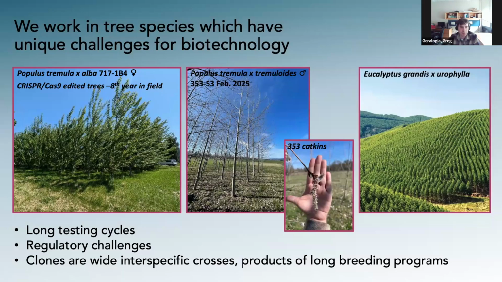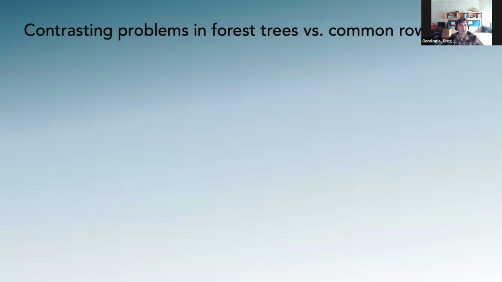These have a lot of problems for biotech, really long testing cycles. In the middle here, I think, are the first CRISPR-edited trees. They're in year 8 in the field, and we edited floral traits, and it's the first year that we're actually getting data. But these are usually wide interspecies crosses, long breeding programs, and clones with lots of regulatory problems.